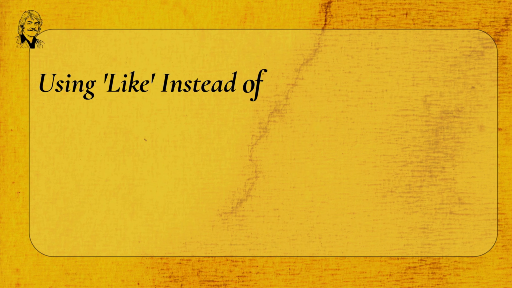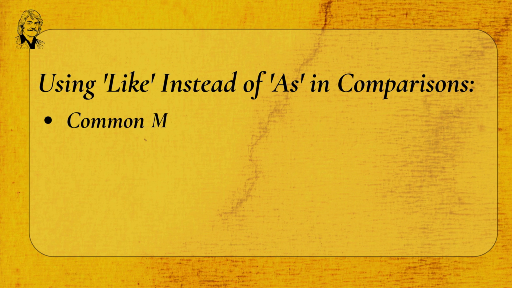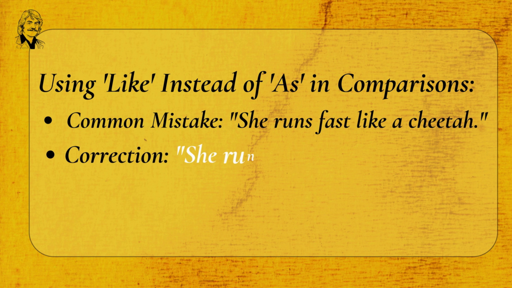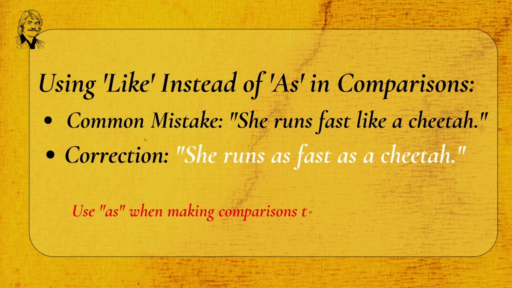Using like instead of as in comparisons. Common mistake: she runs fast like a cheetah. Correction: she runs as fast as a cheetah. Use as when making comparisons to indicate similarity.